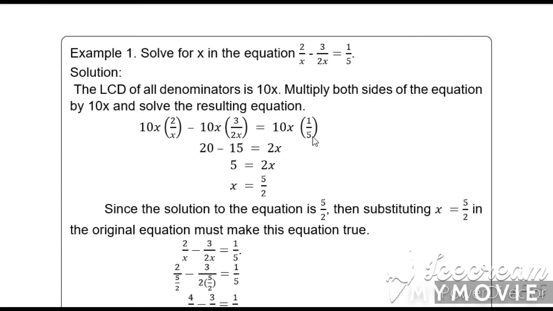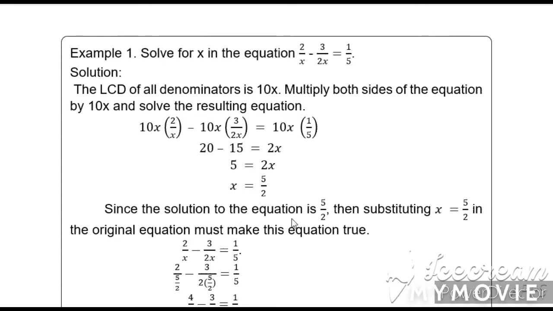10 can be divided by 5, that is 2. 2 times 1 is 2. Copy the variable x. Then simplify further. 20 minus 15, that is 5, equals, bring down 2x. Solving for x, divide both sides by 2. Divide by 2, it becomes 5 halves. Or transpose, it becomes x equals 5 halves.